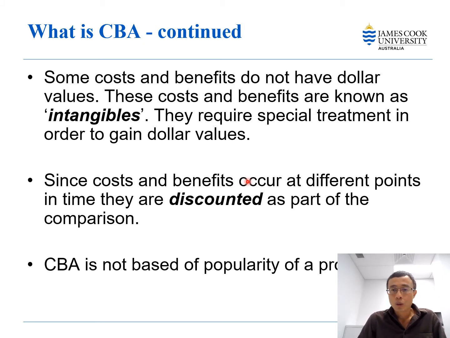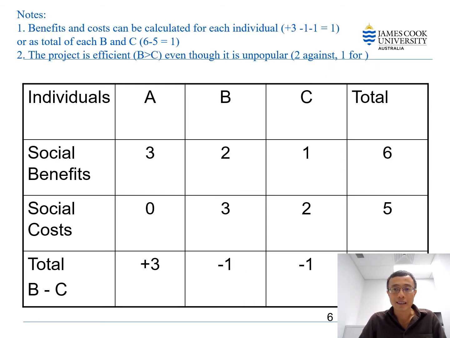Okay, when we are applying cost-benefit analysis, this CBA is a method that we can use for decision-making. And certainly there are alternative methods that we can use to make decisions. One of them would be democratic voting, or decisions based on popularity. CBA is not based on how popular a project is. Okay, let's look at examples here.